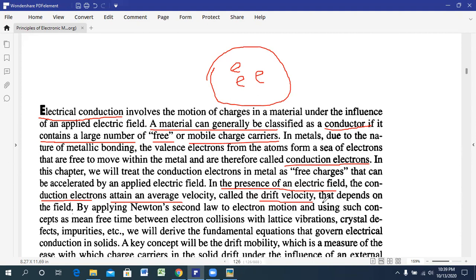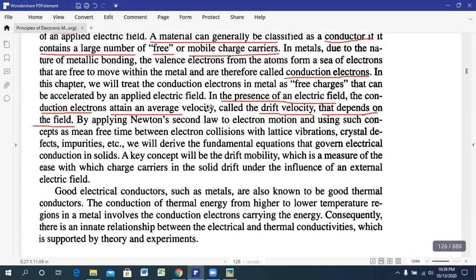And the last one, you look, this velocity depends on the field. So if we have a strong electric field, then this velocity will be higher. If we have a weak electric field, then this velocity will be lower. I think this one is clear.